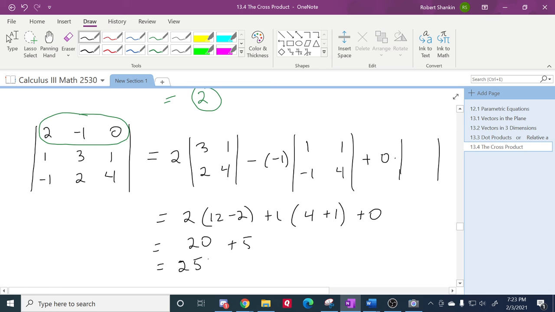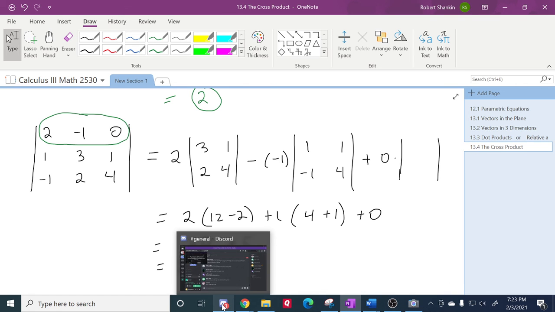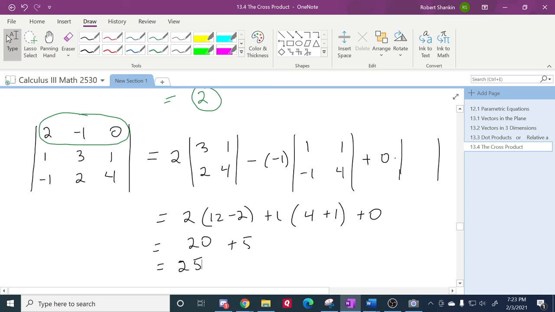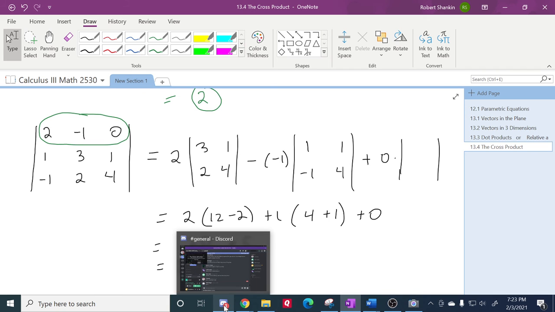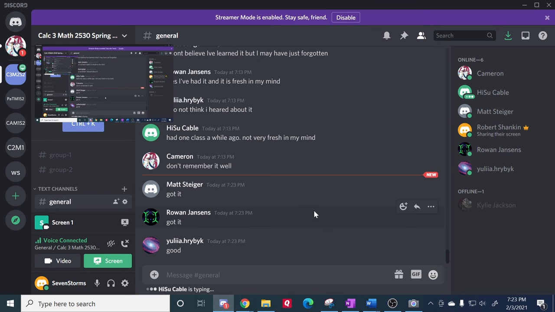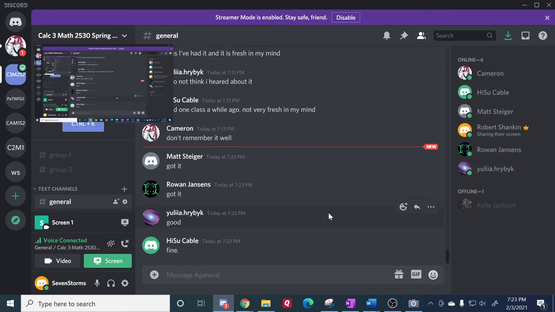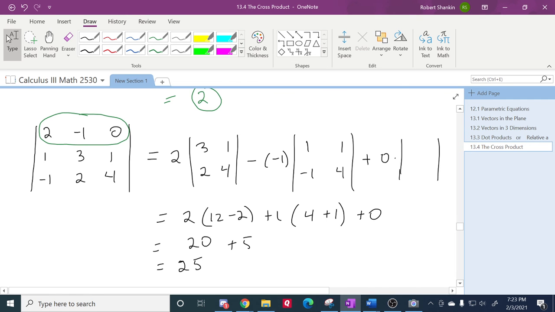Okay, come over to Discord, tell me if you're okay with this, how you feel with getting a determinant of a 3 by 3. Can you follow the pattern? Could you repeat this now? Is that enough? Okay, alright, good. Let's come back over here.